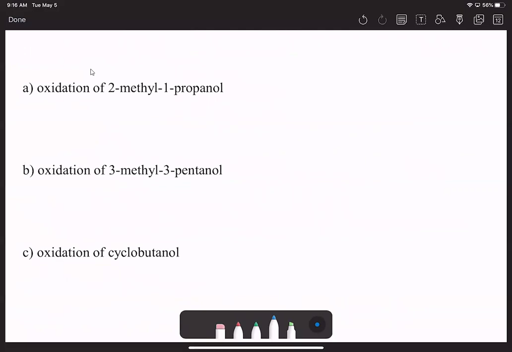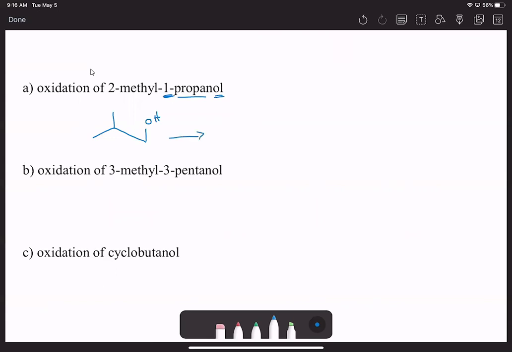So let's go over some more reactions here. So oxidation of 2-methyl-1-propanol. So here's propanol, or propane. There's propane, and carbon number 1 says I have an alcohol. So I have an alcohol on carbon number 1. So there's my 1-propanol. Carbon number 2, I have a methyl group. Well, this is a primary alcohol.